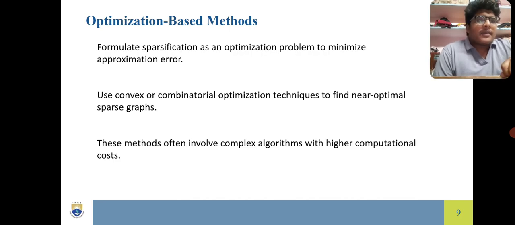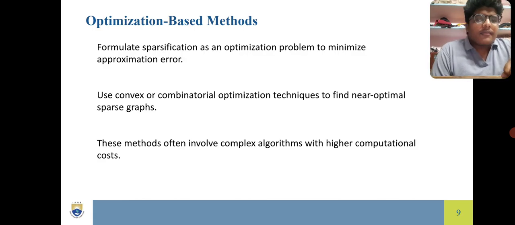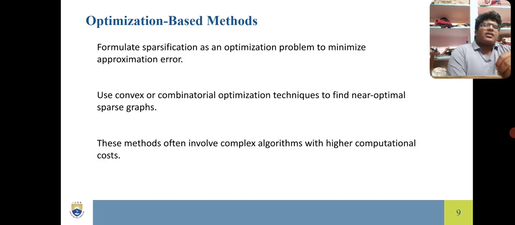Next, the optimization based methods. An optimization based method formulates sparsification as an optimization problem to minimize approximation error. They use convex or combinatorial optimization techniques to find near optimal sparse graphs. These methods often involve complex algorithms with higher computational costs, and also use convex or combinatorial optimization, but they are costly.